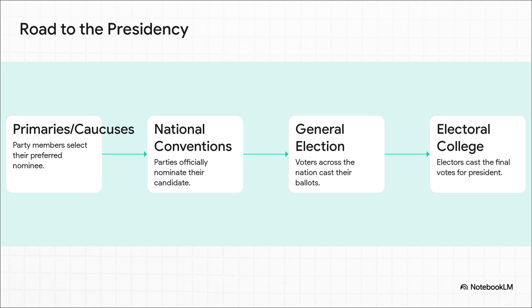Then that choice gets officially locked in at these big, flashy national conventions. After that, we get to the main event, the general election. But believe it or not, even that isn't the final step. The last, and let's be honest, often the most confusing part, is the Electoral College vote.